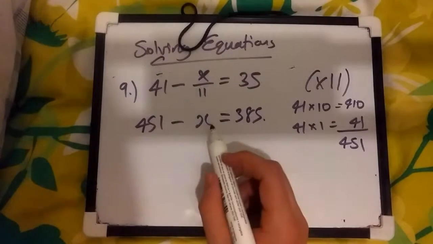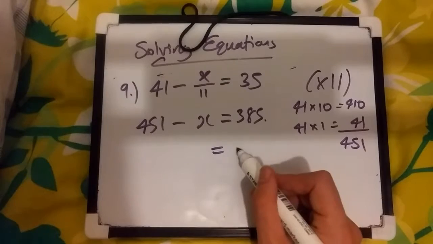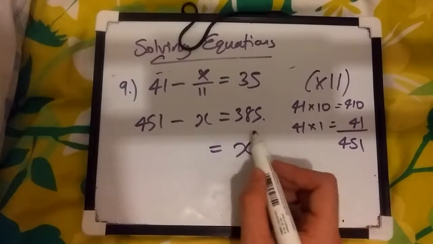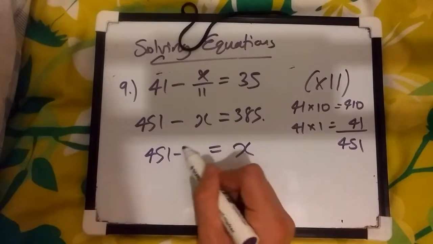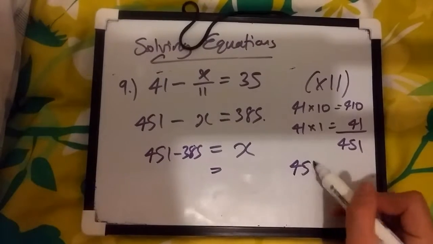And now it's just a case of, what I would do is try and make the x positive. So plussing x across, you get x. Subtracting 385, you're going to get this. Now, of course, calculating that is another question.